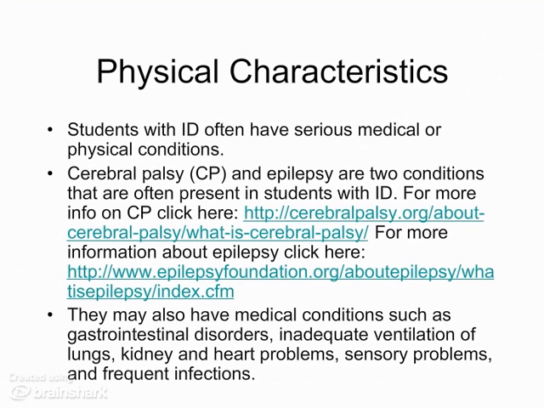Students with ID often have serious medical or physical conditions. Cerebral palsy and epilepsy are two conditions that are often present in students with ID. For more information on cerebral palsy, there is a link here for you to click on, as well as a link for more information related to epilepsy. They may also have medical conditions such as gastrointestinal disorders, inadequate ventilation of lungs, kidney and heart problems, sensory problems, and frequent infections.